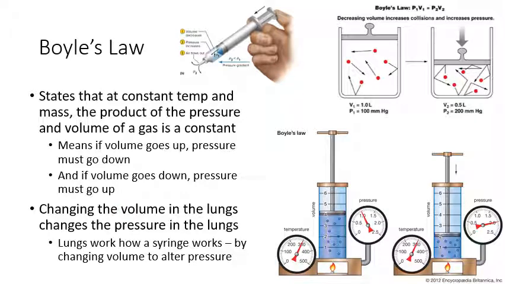The way that your lungs work is based on volume changes in the thoracic cavity. So you're changing the volume of the thoracic cavity, that means you're changing the volume of the lungs, and that means you're changing the pressure in the lungs. Basically the same way that a syringe works. When the volume of the chest cavity and the lungs goes up, the pressure goes down, air comes in. When the volume of the lungs and the chest cavity goes down, the pressure goes up and air goes out.